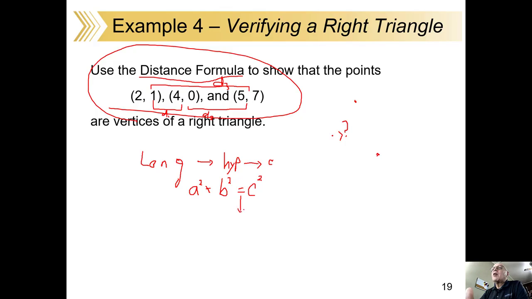This part right here is the part that's in question. Do those equal? If they're equal, then what you've got is a right triangle. If they're off, no right triangle.